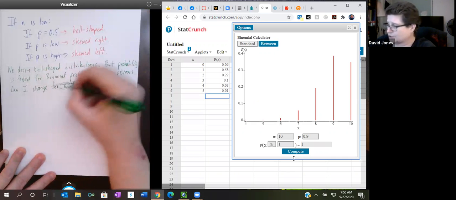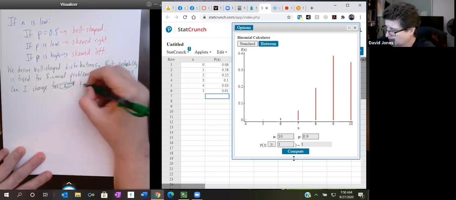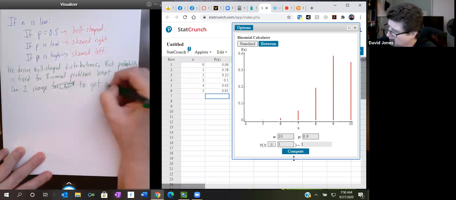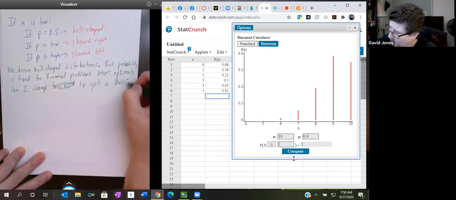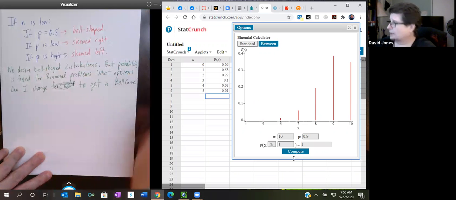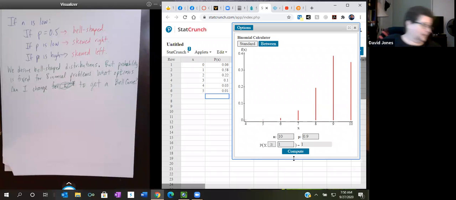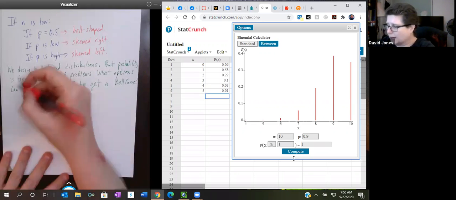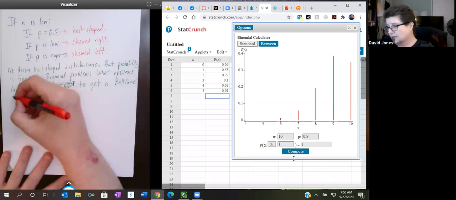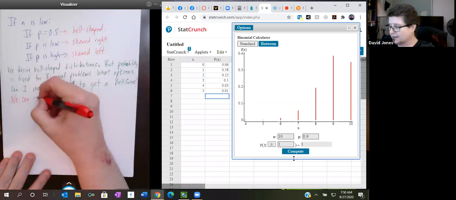To get a bell-shaped distribution, or to get a bell curve? Well, the probability is fixed, so I can't change it. And we don't really want to change what we consider a success or a failure. All we can really change is we can require more trials. We can require more or fewer trials.